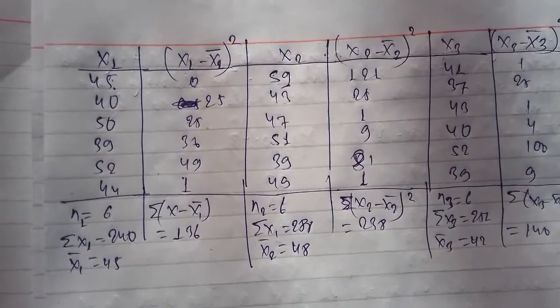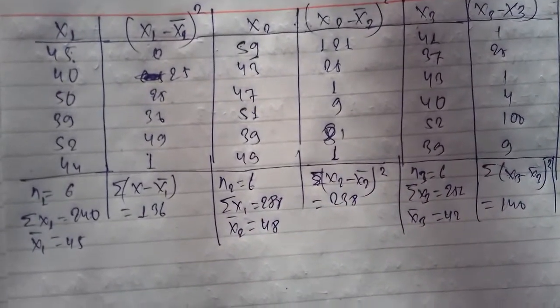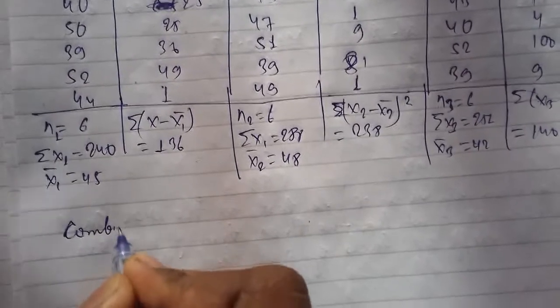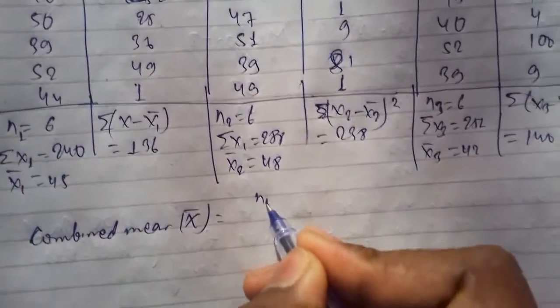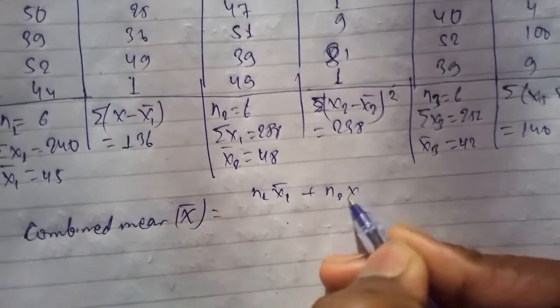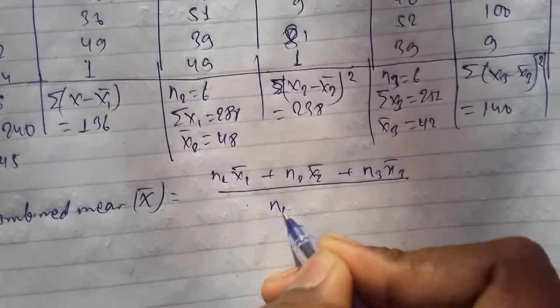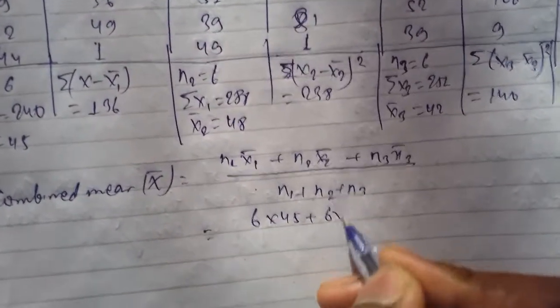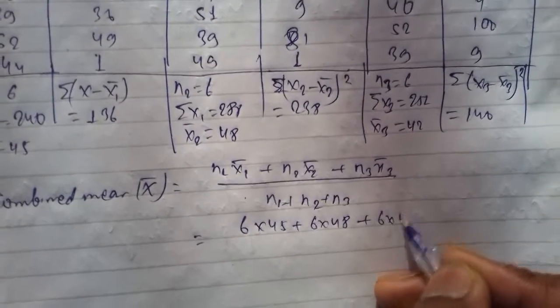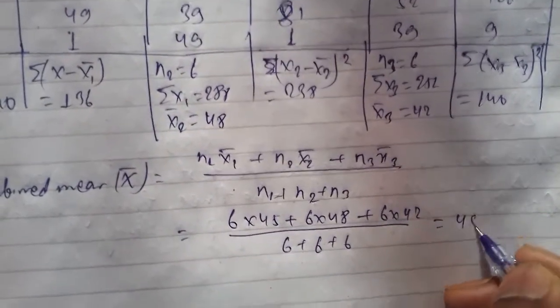Now our next step is to find the combined mean of this data. I hope you know the formula of the combined mean, that is, combined mean x bar equals (n1 x1 bar plus n2 x2 bar plus n3 x3 bar) divided by (n1 plus n2 plus n3). We are given n1 equal to 6, so (6 into 45 plus 6 into 48 plus 6 into 42) divided by (6 plus 6 plus 6) equals 45.